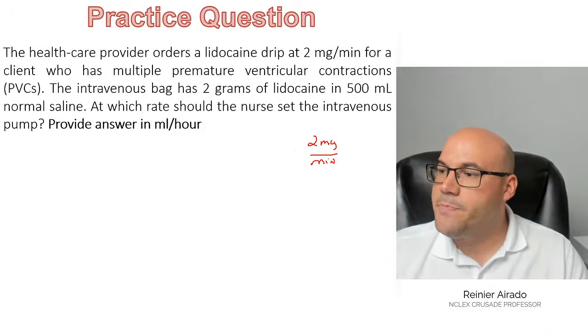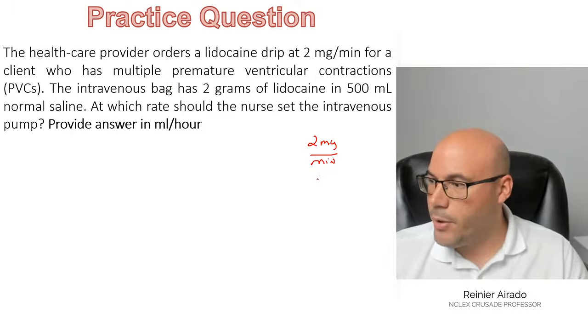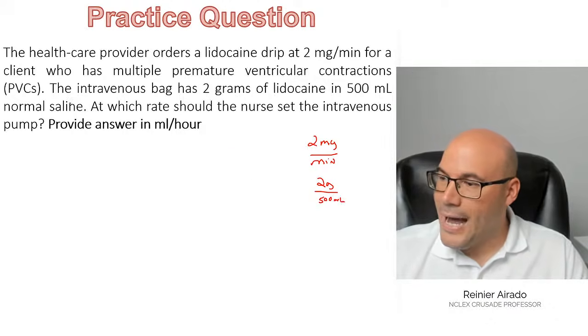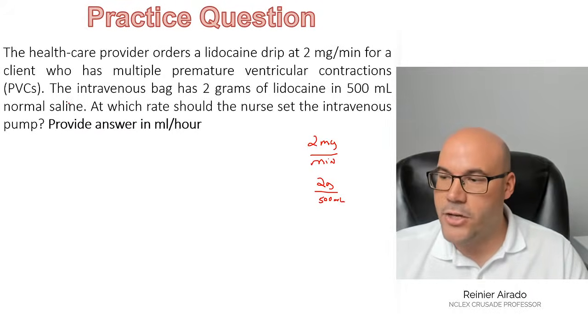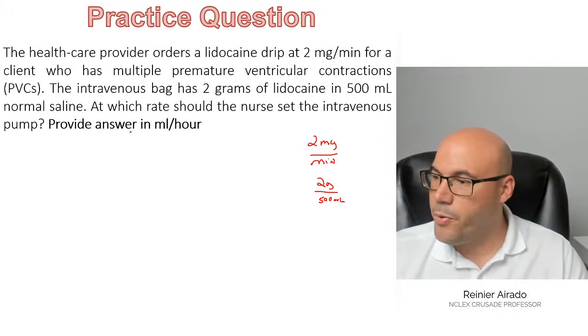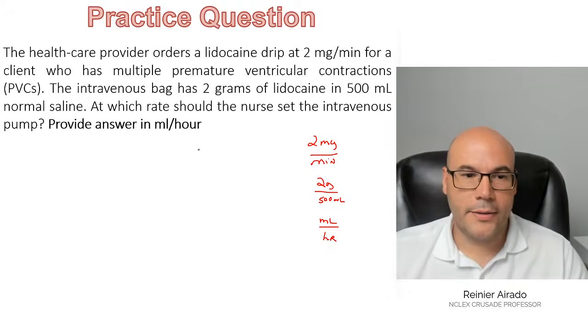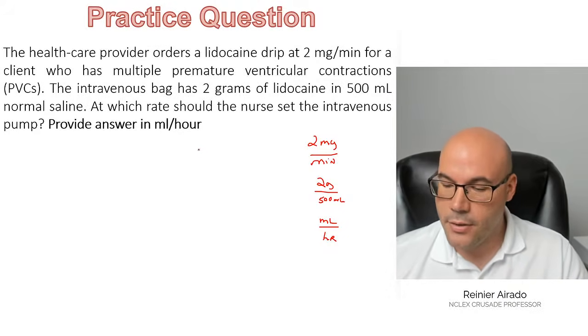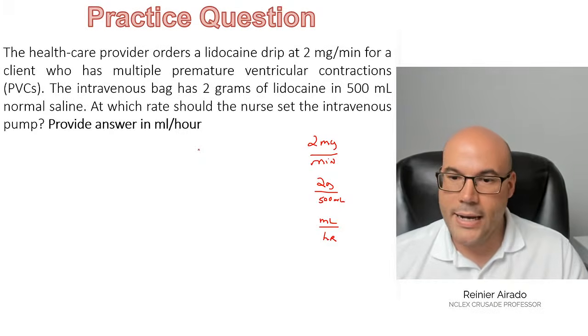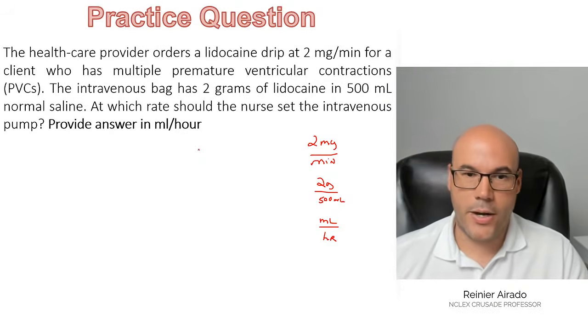It says the intravenous bag has 2 grams of lidocaine in 500 ml. So I'm going to put 2 grams over 500 ml. At which rate should the nurse set the intravenous pump? Provide the answer in mLs per hour. So I'm going to put ml over hour. Perfect. I collected the information. Now I know what I need to do to solve this equation.